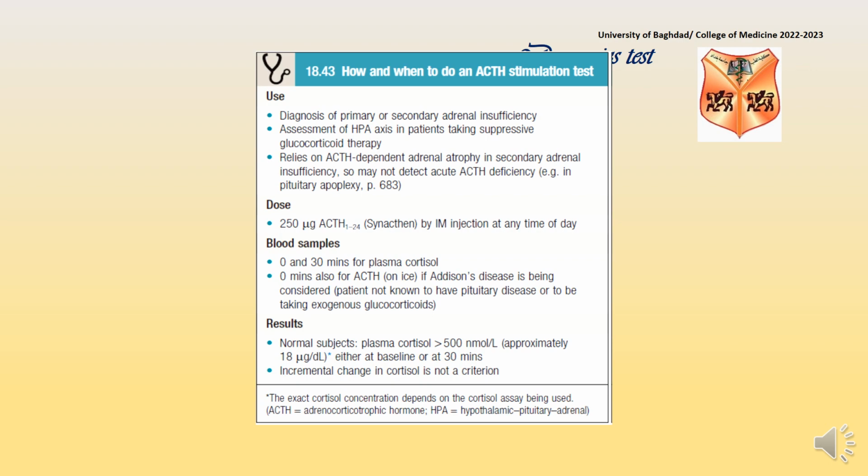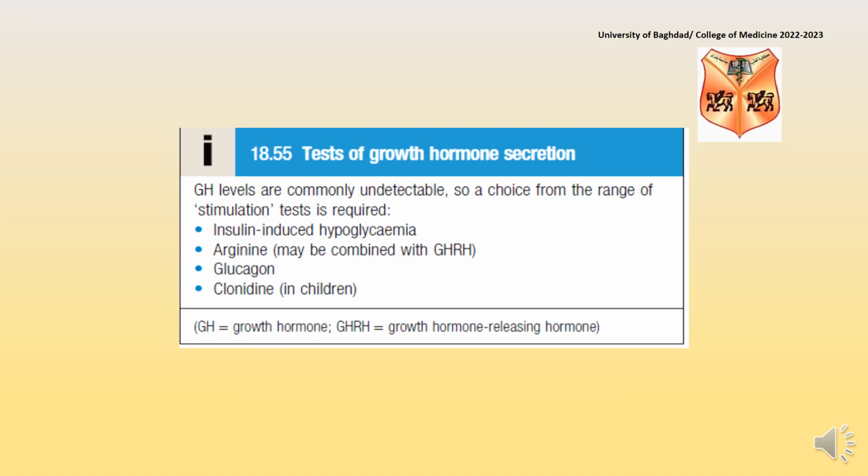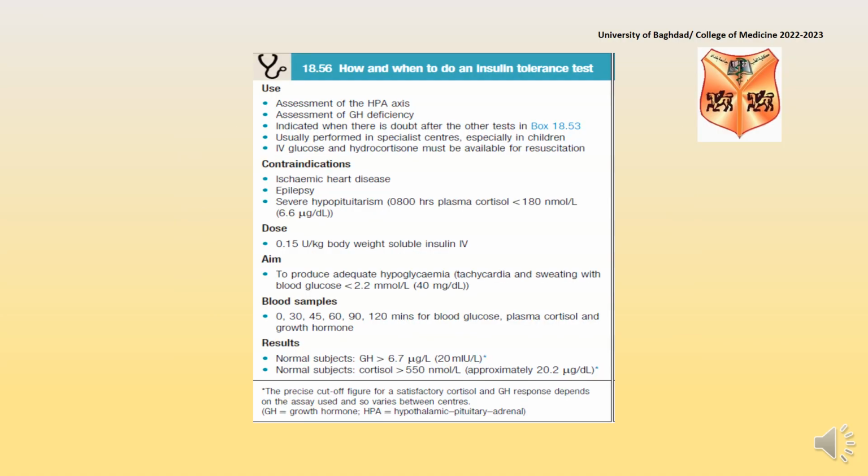The criteria for diagnosis: if it is above 18 microgram per deciliter, this is called a normal response to the injected synacthen 250 microgram. If less than this, it is considered a poor response. In tests of growth hormone secretion, growth hormone levels are commonly undetectable, so a choice from the range of stimulation tests is required. This includes insulin-induced hypoglycemia, arginine, glucagon, and clonidine in children.